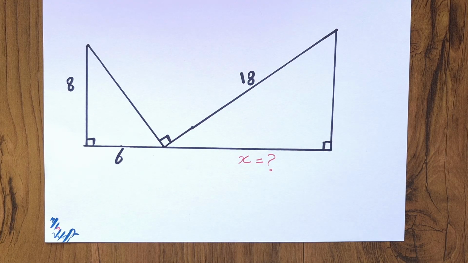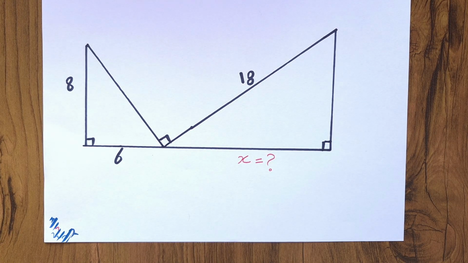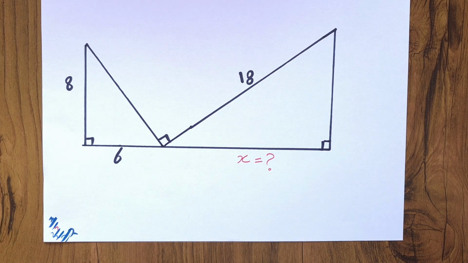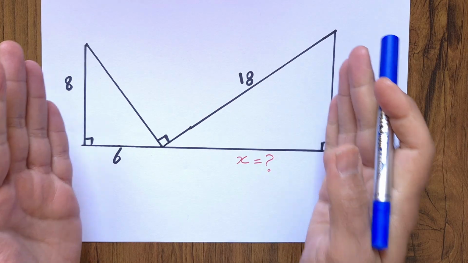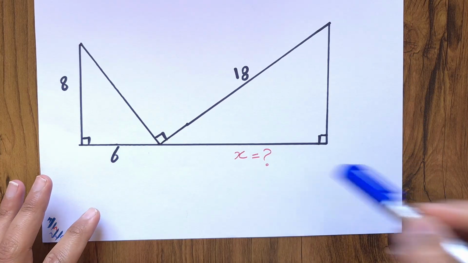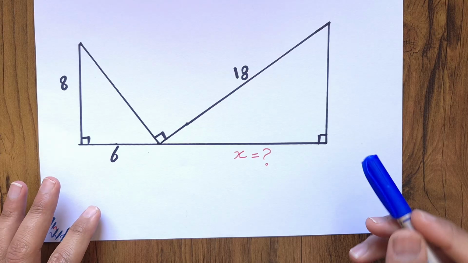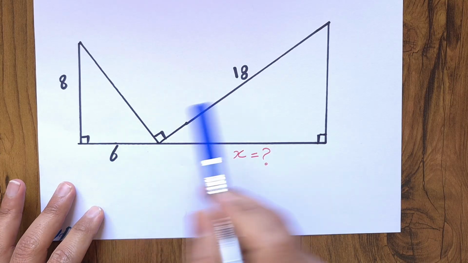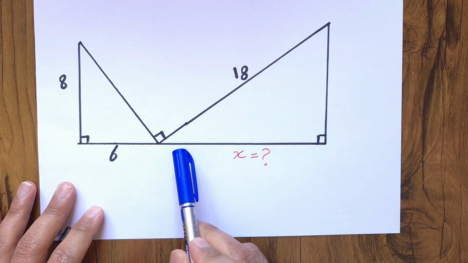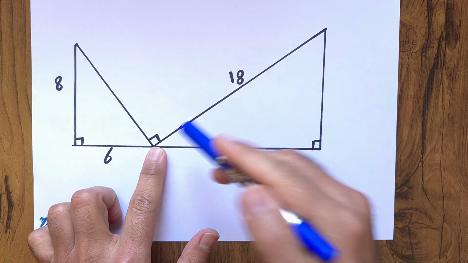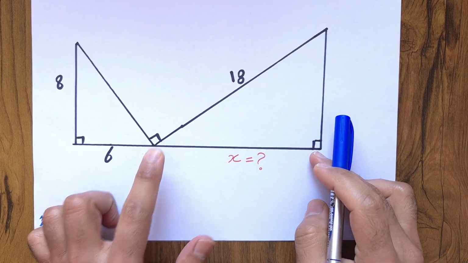If you want to solve this problem, please pause the video because I'm going to solve this problem right now. So the problem setup is pretty much self-explanatory. We have two right triangles which are located on the same base, right? So this right triangle and this right triangle. Your job is to find the value of this side of this right triangle.